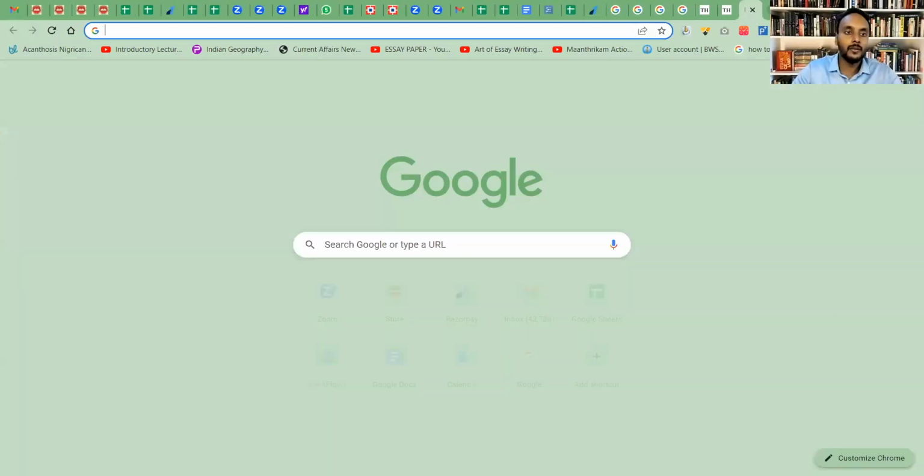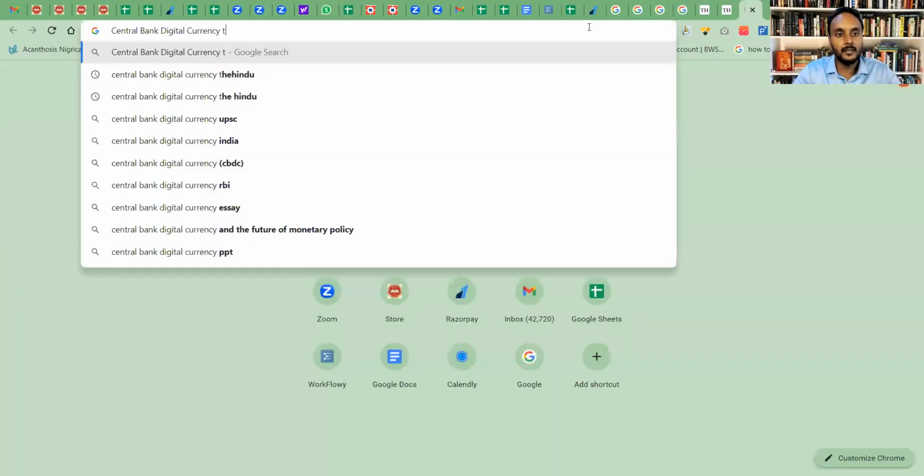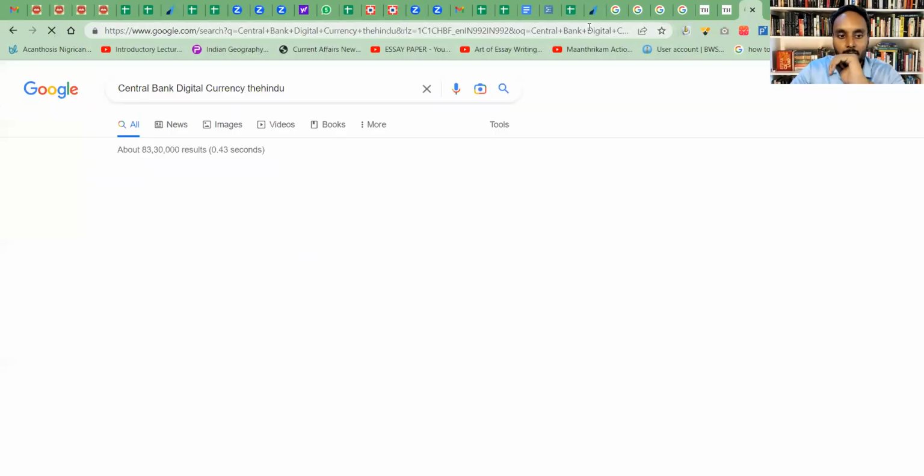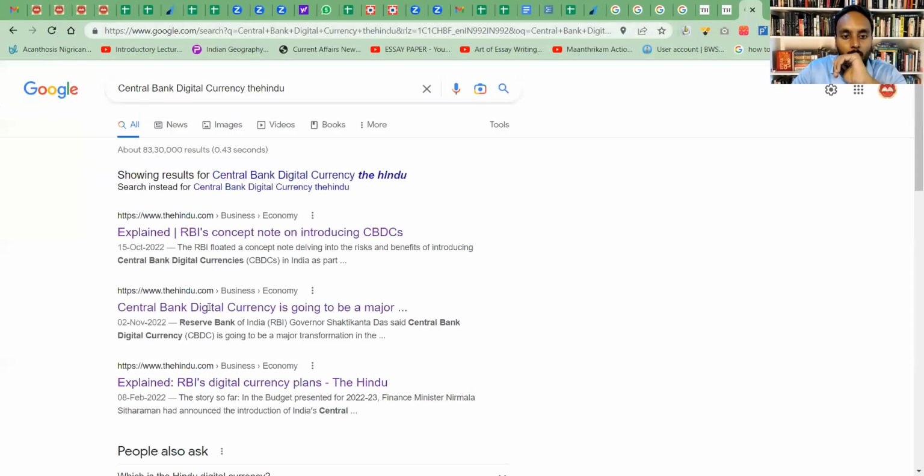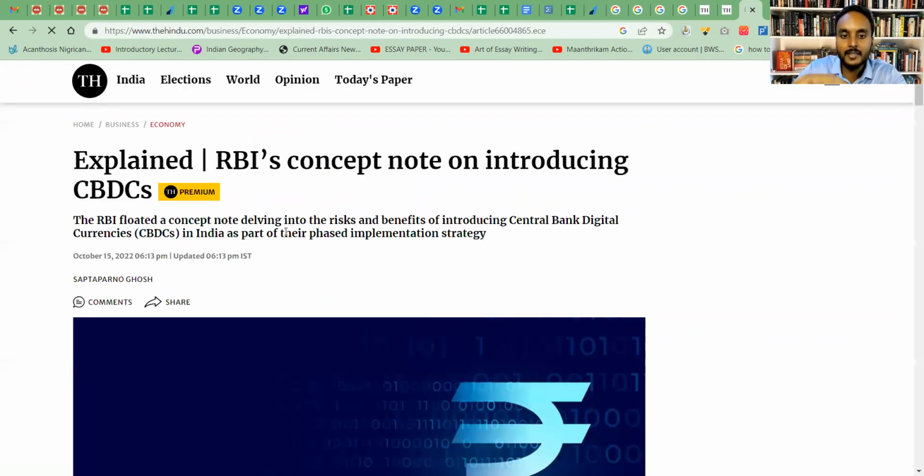For example, central bank digital currency is a topic. Correct? So, what did I tell you? Central bank digital currency, The Hindu. What is CBDC? When you come across it, this particular article will cover everything that you need.